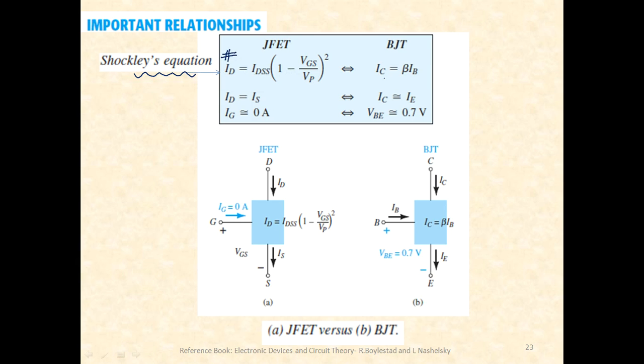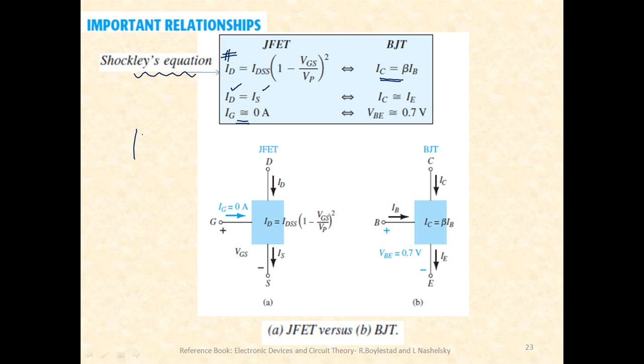For a BJT, the expression was very simple. The collector current is equal to beta times IB. Further, ID equals IS. In the case of a JFET, the drain current is equal to the source current. And why is it so? Because the gate current will be 0.